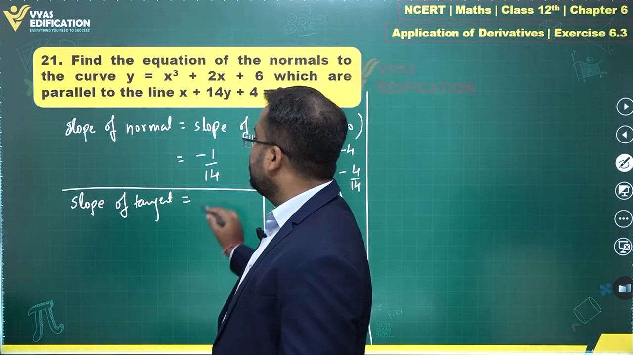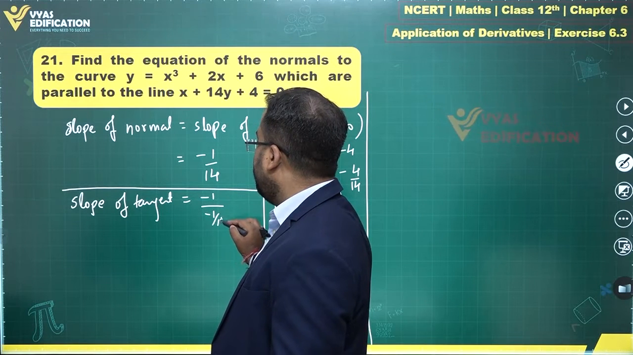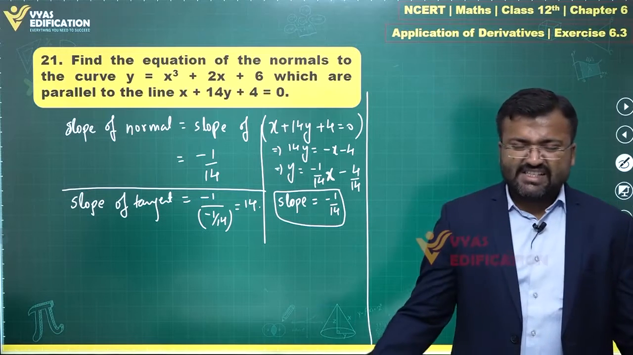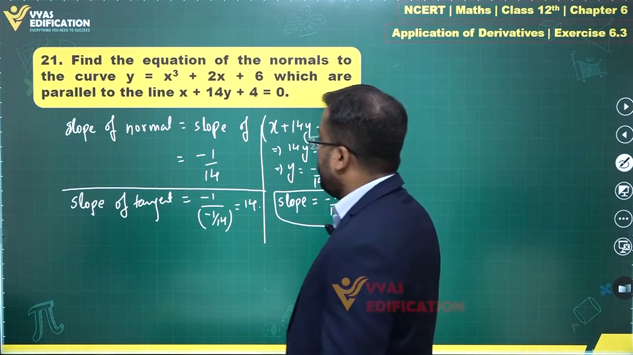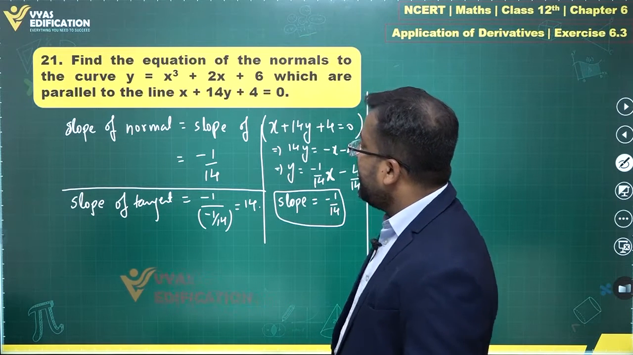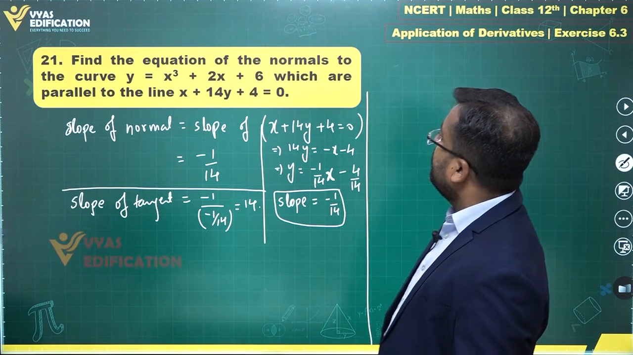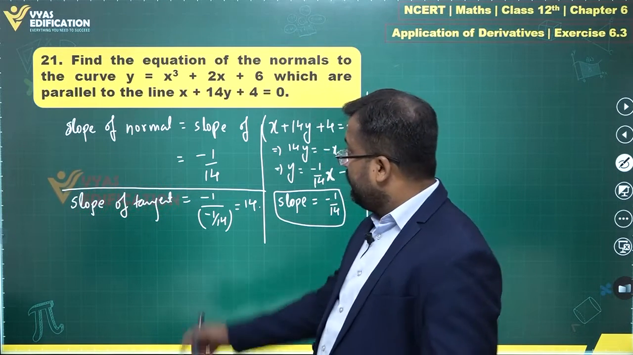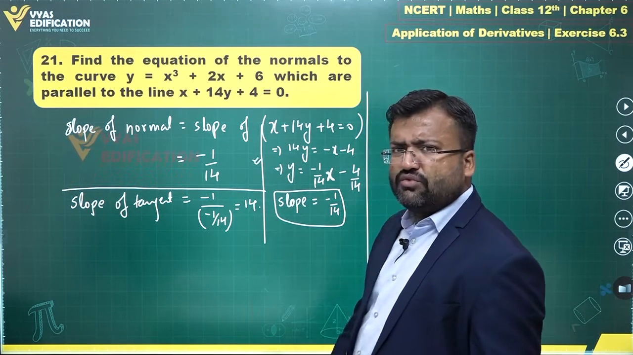Is equal to negative reciprocal, minus 1 upon minus 1 by 14. What is that? 14. Negative reciprocal, since the two are perpendicular, this is what you'll have. Slope of tangent is simply 14. Okay. Once you have slope of tangent as 14, equation of normals to the curve which are parallel to the line, can we find the points as well? We already have the slope, right? Let's try to find the points.